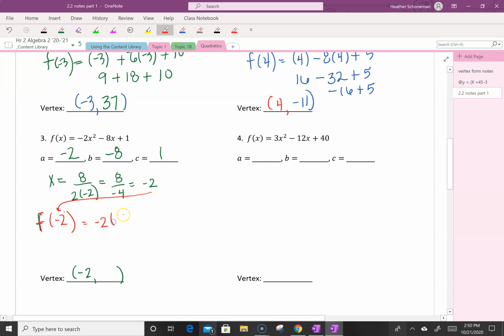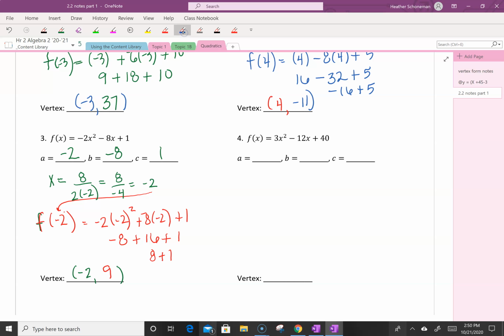So I have negative 2 times negative 2 squared minus 8 times negative 2 plus 1. Well, over here, this part, negative 2 squared is positive 4. Positive 4 times negative 2 is negative 8. This is plus a negative. Negative 8 times negative 2 is positive 16, and then plus 1. So 16 plus negative 8 gives me 8, plus 1 would be 9.